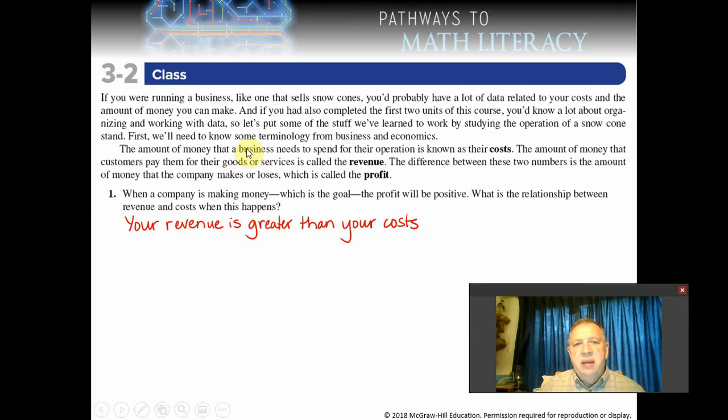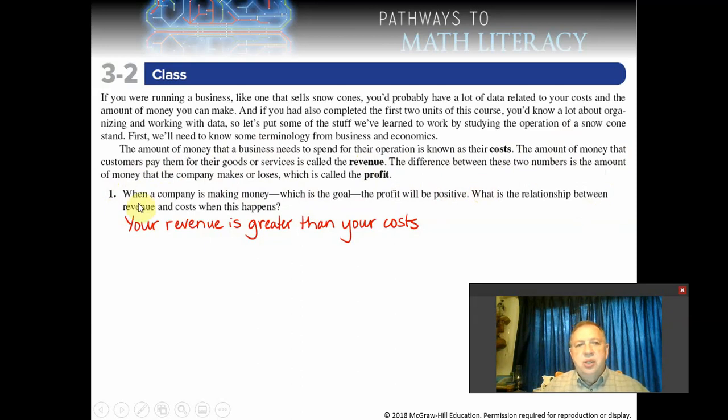So here's their little definition. The amount of money that a business needs to spend for their operation is known as their cost. That keeps me running. I've got to pay my cost. The amount of money that customers pay them for their goods or services is called the revenue. The difference between these two numbers is the amount of money that a company makes or loses, which is called the profit.